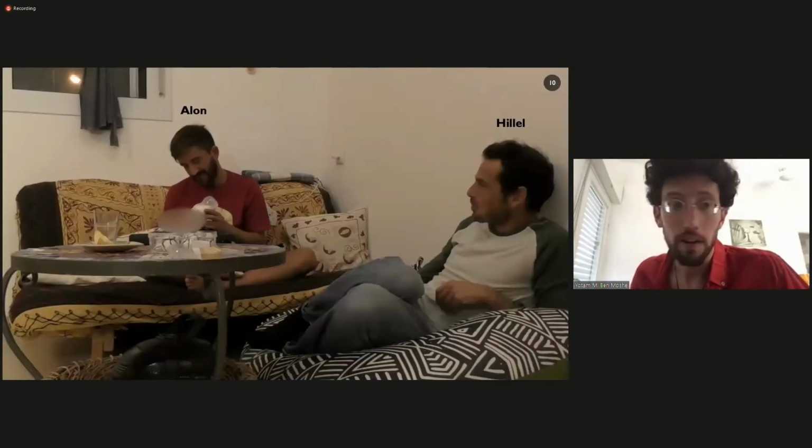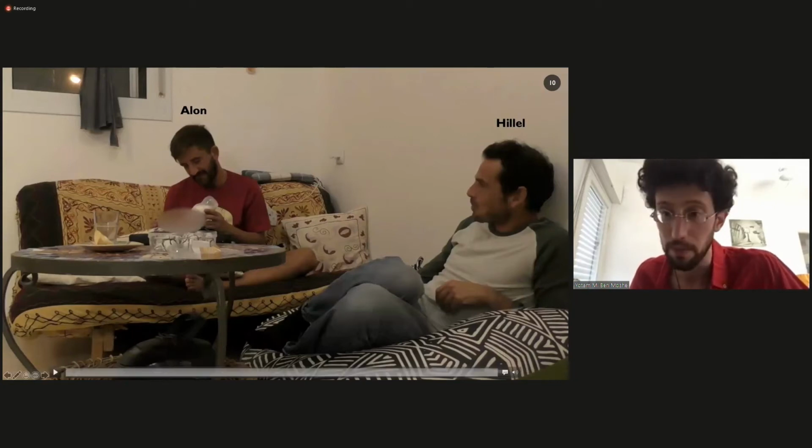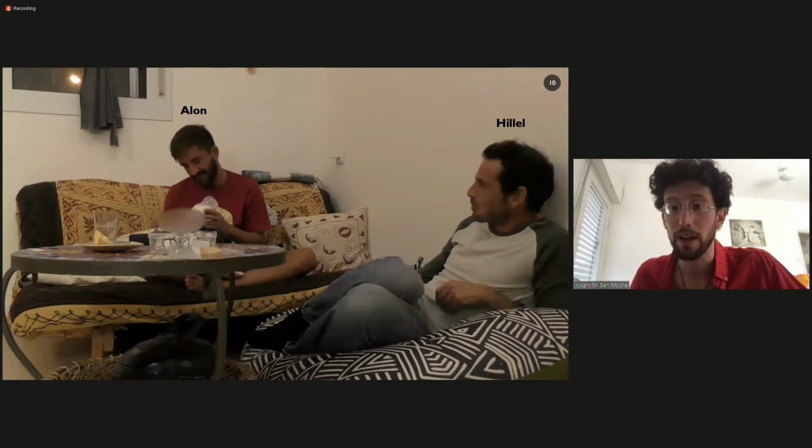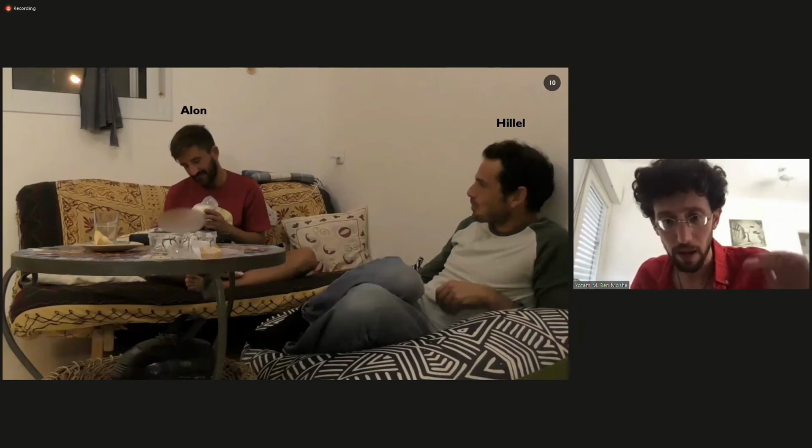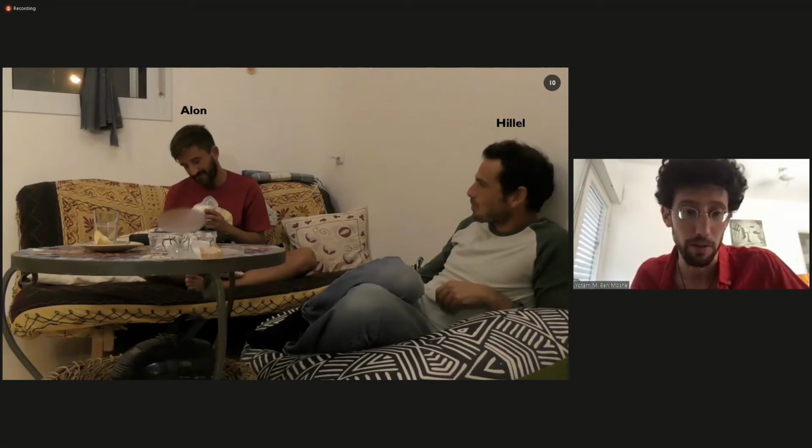Let's look at one final example, this time of a major frame shift. Alon and Hillel are a couple sitting in their living room with their newborn baby. Alon is repeatedly bringing up their plans for the coming weekend, but the discussion is being interrupted several times by the baby crying. And now Alon is feeding him, so the baby has calmed down, and Alon brings up the weekend plans once more.